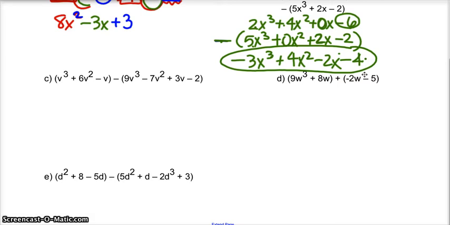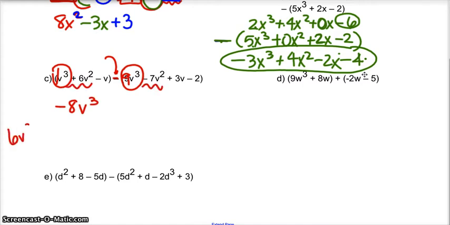Letter C. This is another subtraction problem, and these ones can be a little bit tricky. I'm going to find my like terms. This is a 1v to the third minus 9v to the third. I'm going to take my v squareds. This is a 6v squared minus a negative 7v squared. So minus a negative becomes a positive.